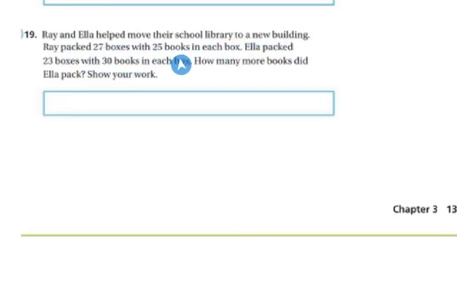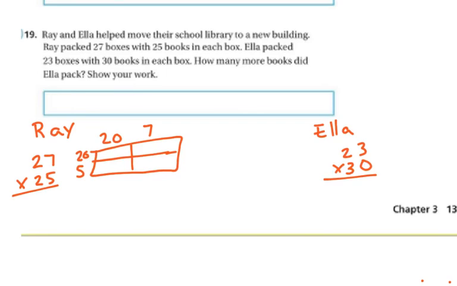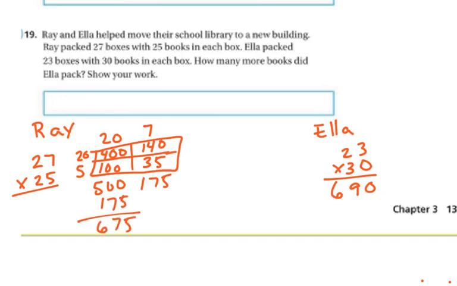Ray and Ella helped move their school library to a new building. Ray packed 27 boxes with 25 books in each box. Ella packed 23 boxes with 30 books in each box. How many more books did Ella pack? Show your work. For Ella's, I'm going to do mental math because it'll be a lot easier. I've got my 0 here. 3 times 3 is 9. 3 times 2 is 6, so 690 books. And then Ray is 20 times 20 is 400, and then 20 times 7 is 14 with my 0. Then I have 5 times 20, that's 100, and 35. I get 500 on this side, 175 on this side. Add them together, I get 675.